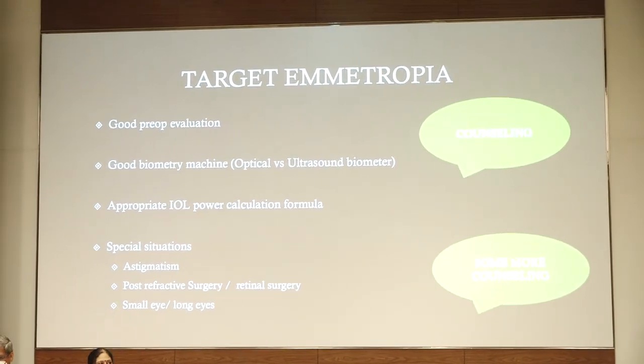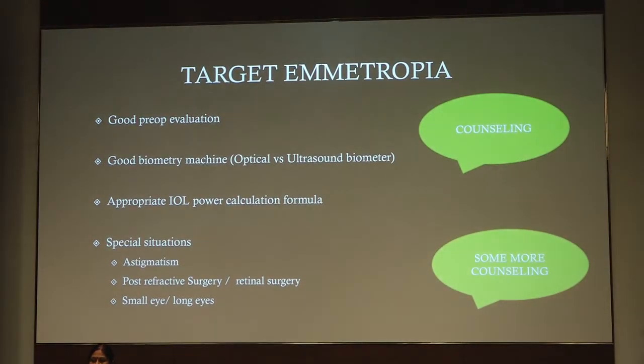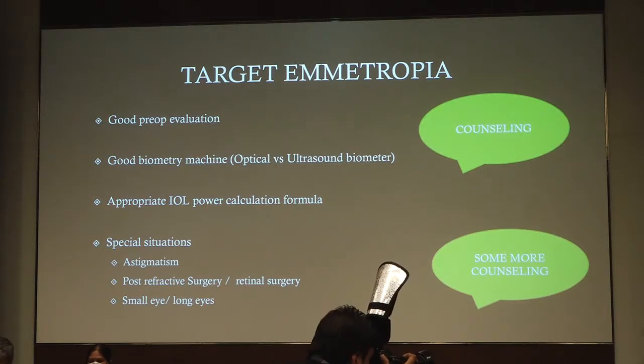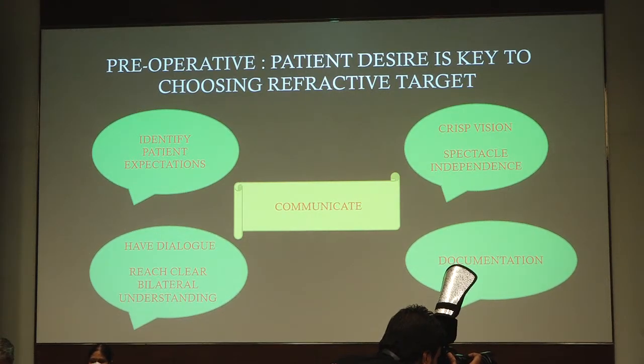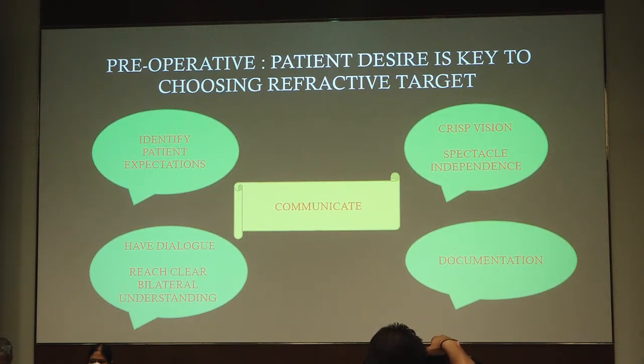So the take-home messages are: good preoperative evaluation is very important; a good biometry machine, we have been talking about optical biometry; the choice of the appropriate IOL power calculation formula; and taking special care in special situations like astigmatism, post-vitrectomized eyes, post-refractive surgery eyes, and very small and extremely long eyes. It is important to counsel the patient, identify the patient's expectations, what the patient desires, particularly independence at risk condition, have a clear dialogue with the patient, and document everything.